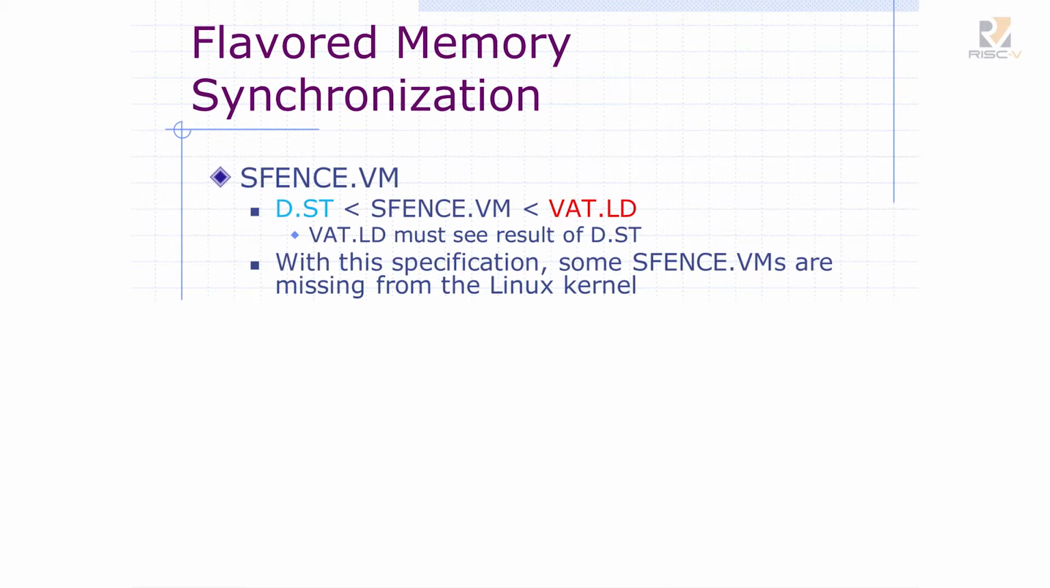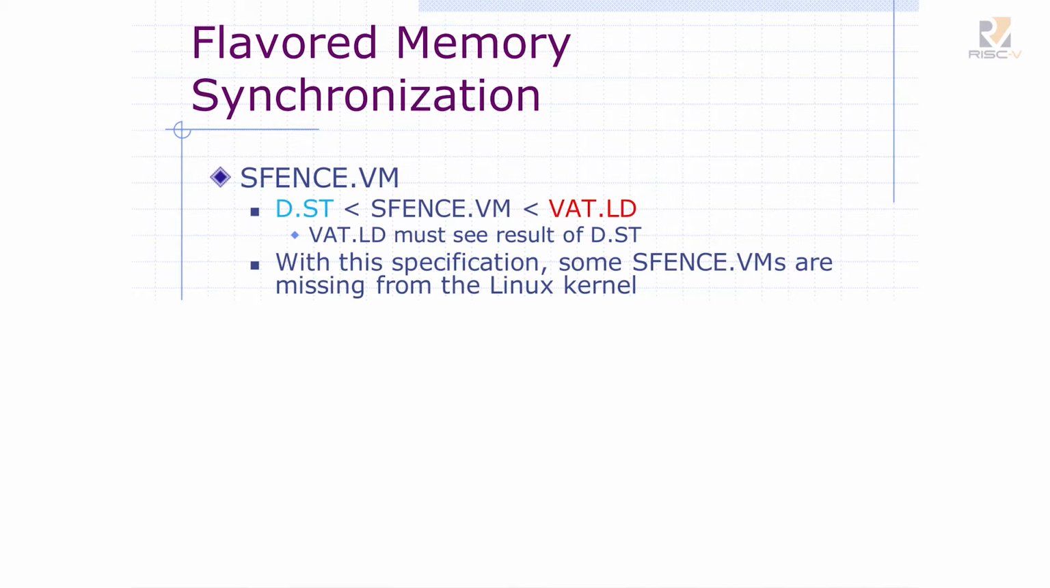So with the specification of sFENCE.VMA, it's described from a programmer's point of view instead of a hardware point of view. It's not a TLB flush. It's a synchronization between stores to the data and virtual address translation loads. So data stores coming before an sFENCE.VMA have to appear to the virtual address translation loads after the sFENCE.VMA.